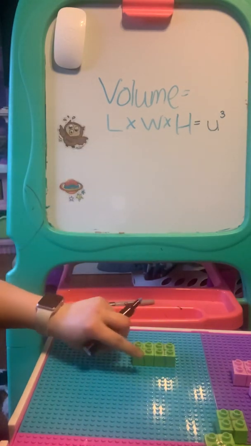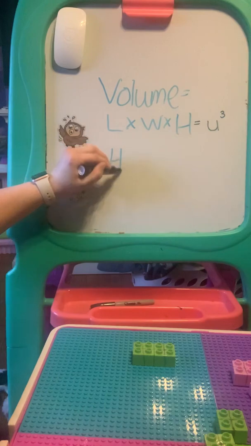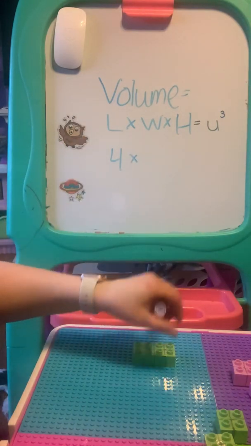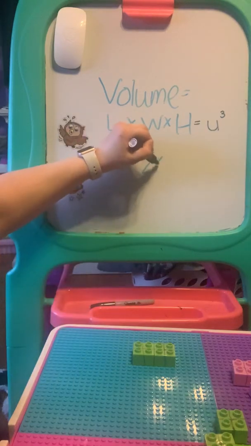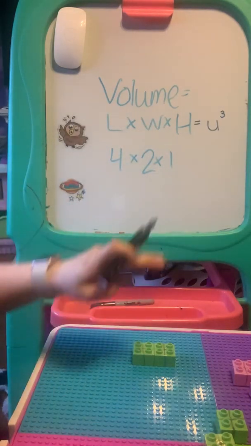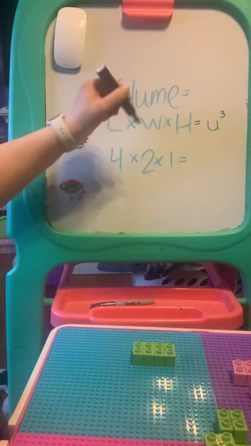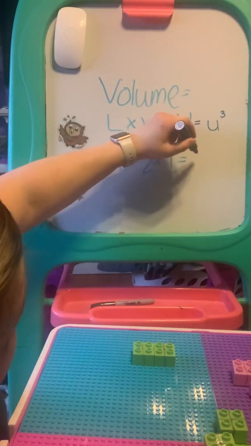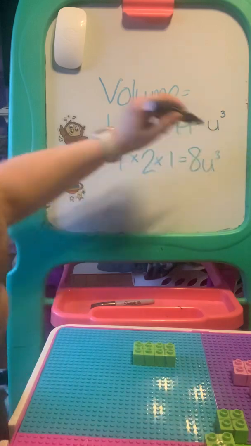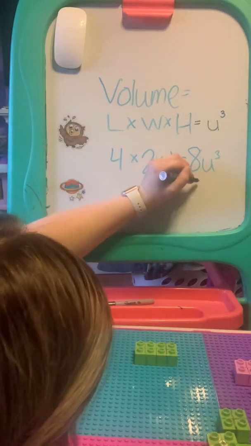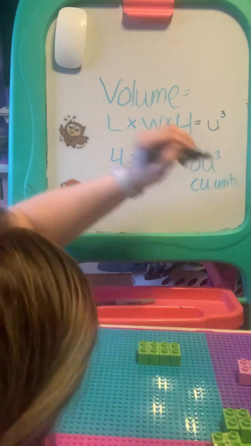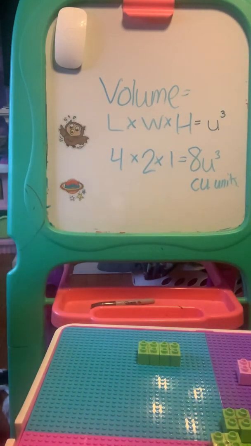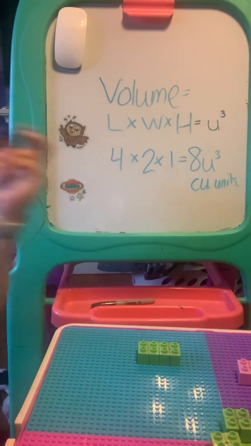So your length is 4. Your width, you can't see it, but if you look back, you can see is 2. And your height is 1, because I only have 1 stack. So the volume would be 8 cubic units. Okay, you could also write CU units. All right, but that's really just area, right? If you have a value of 1 in your height, you're doing length times width.